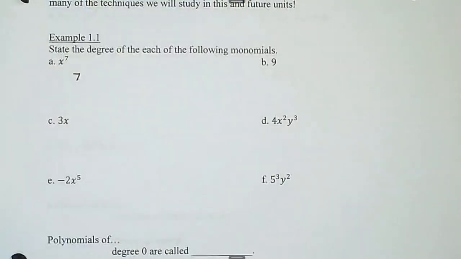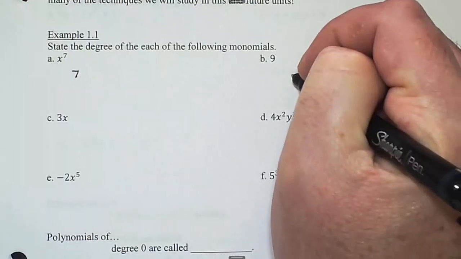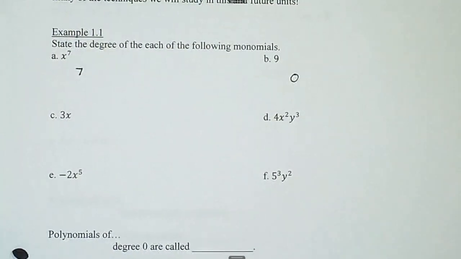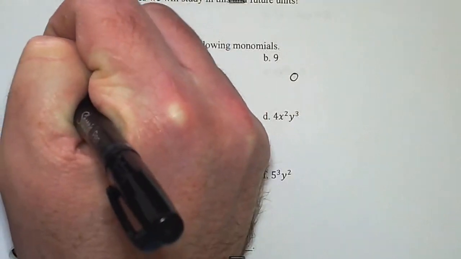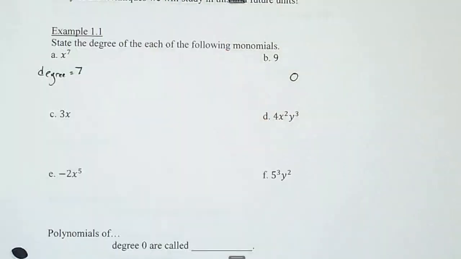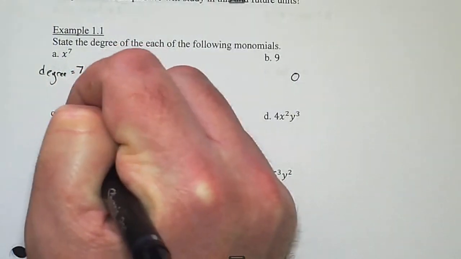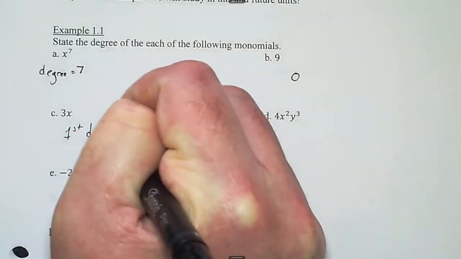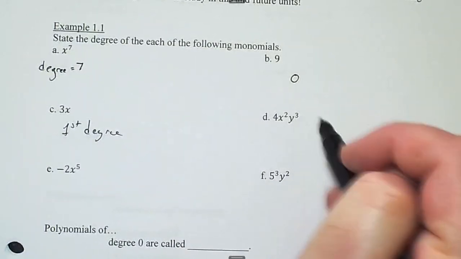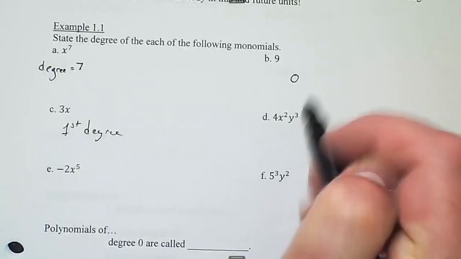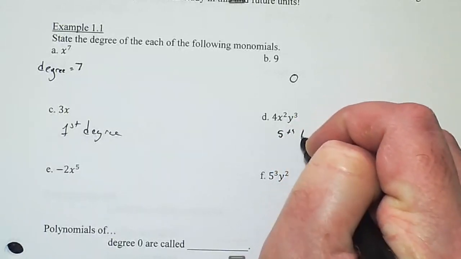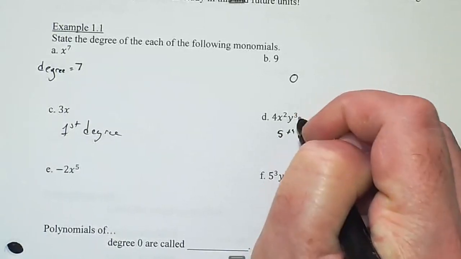So for this example, we're going to state the degree of each of the following monomials. We've already looked at a few of the examples. This is a 7th degree. This is a 0 degree. And you might be confused later, so you may want to say degree is equal to or something like that. It's your notes. Do what you want to do. This is a first degree. Maybe we could write it like that. And like I said, we're not going to see this too often, but technically this is a 5th degree, because you have to add the 2 and the 3 together.